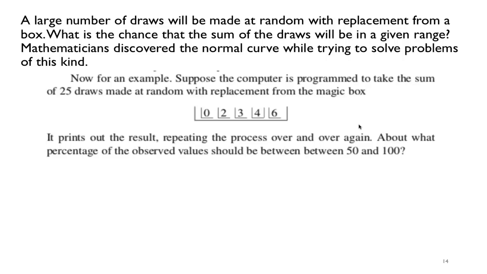Okay, so let's look at another example. Suppose we're doing the same problem now. Again, picking 25 tickets from this box, but now we want to know what is the chance that we get observed values between the range of 50 to 100.